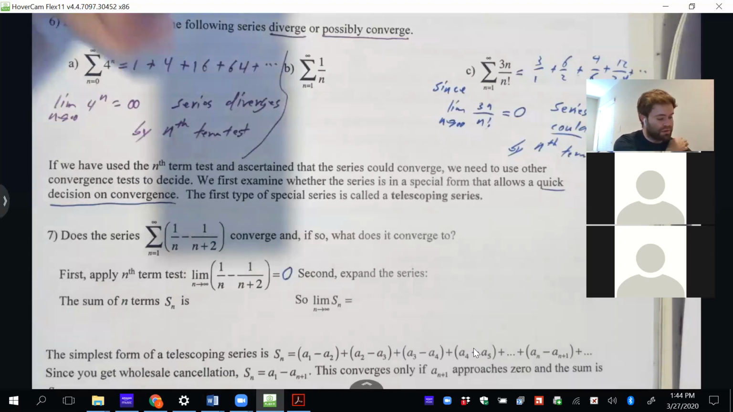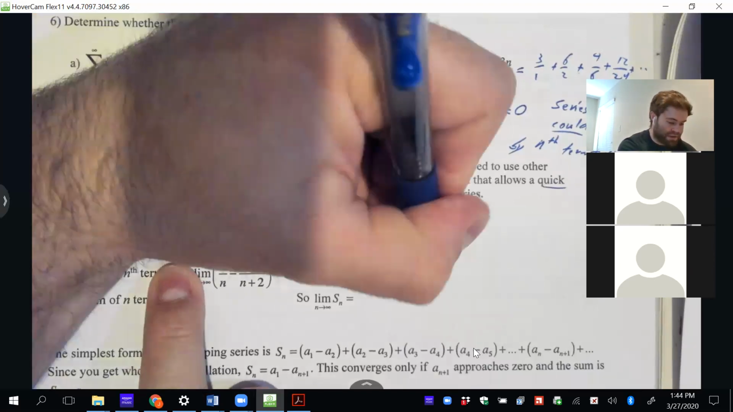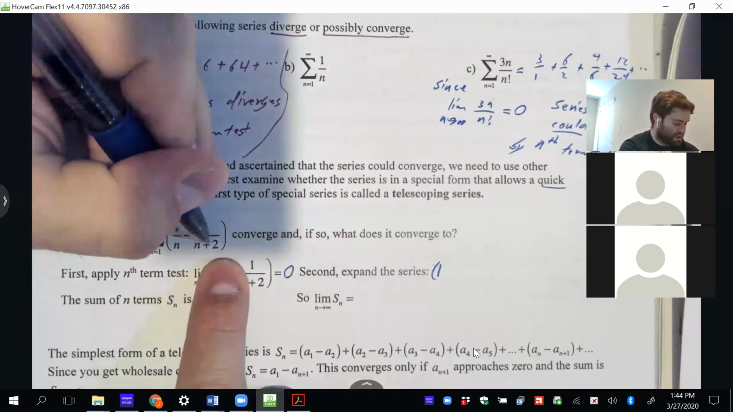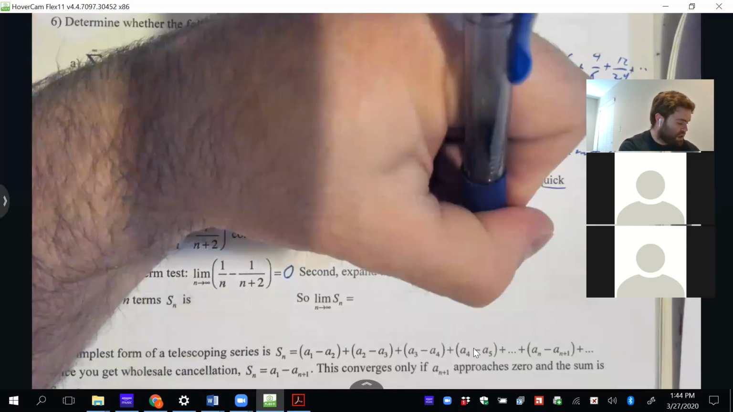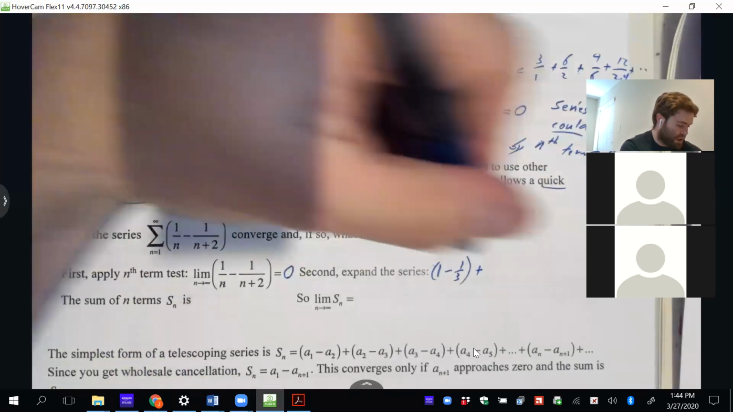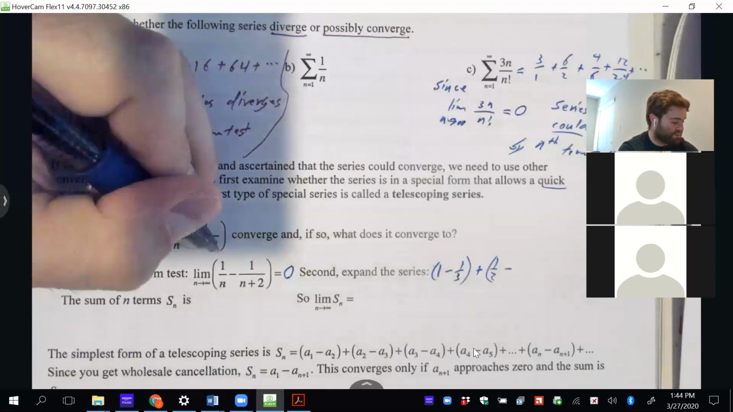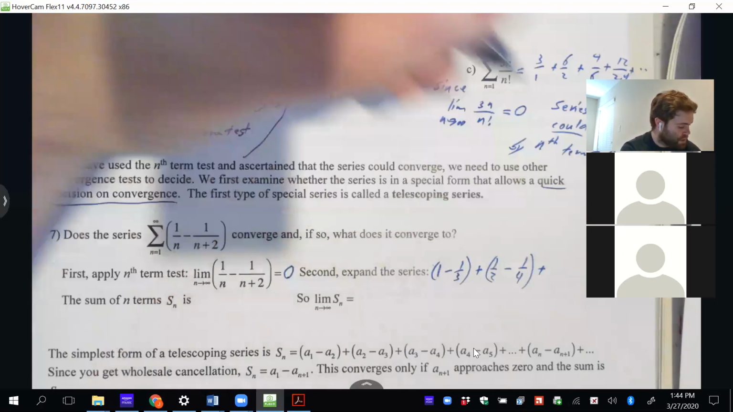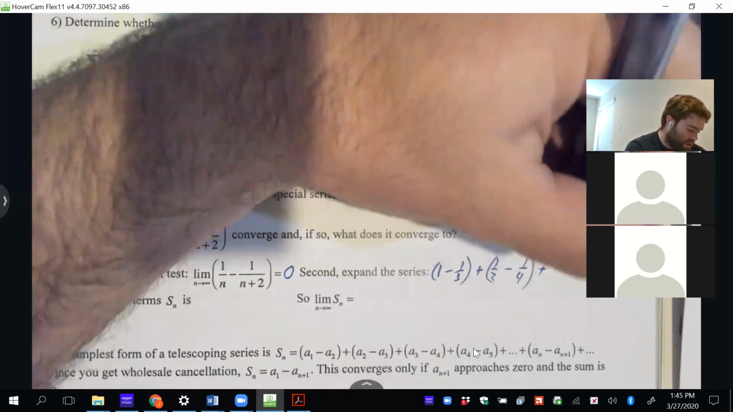So now let's expand the series to really see what's happening. If we plug in 1, that very first term is a 1. I'm going to put parentheses around each section. Minus 1 over 1 plus 2. So that'd be minus 1/3. So that's when we plug in 1. And plus, when we plug in 2, well, we'd end up with 1/2 minus 1 over n plus 2, meaning 1 over 2 plus 2, which is 1/4, so minus 1/4. And plus, when we plug in 3, we end up with 1/3 minus 1/5.